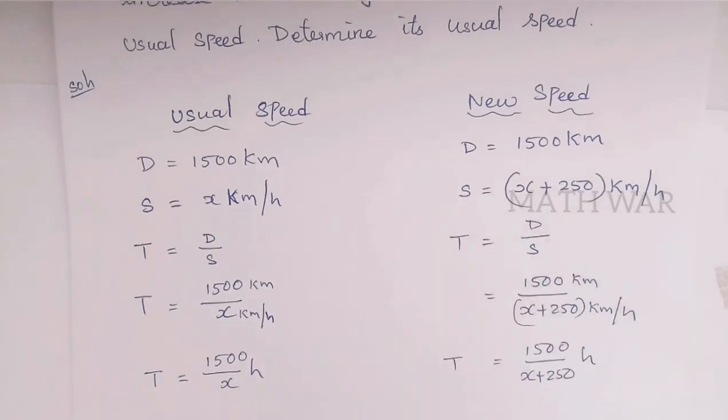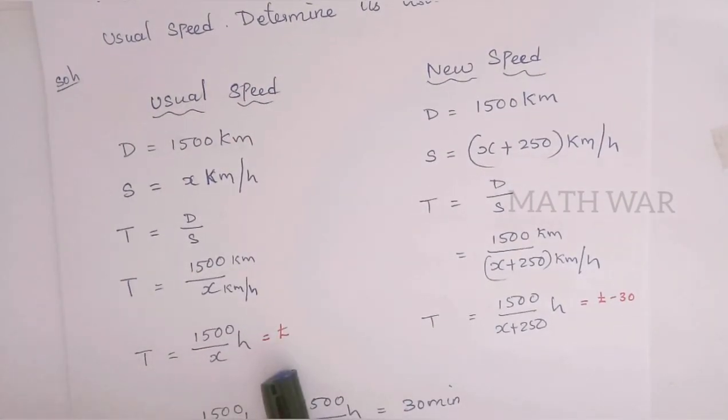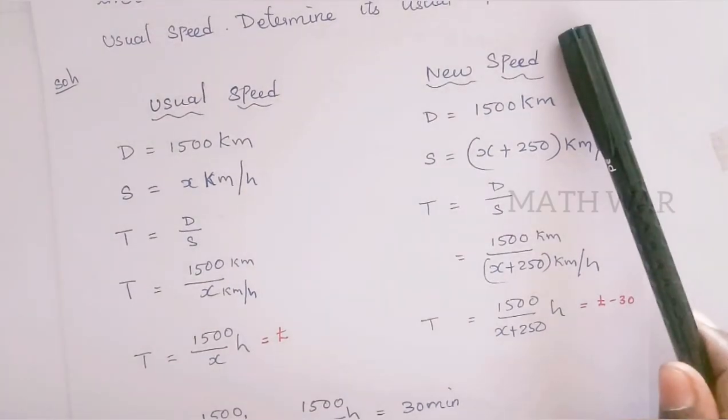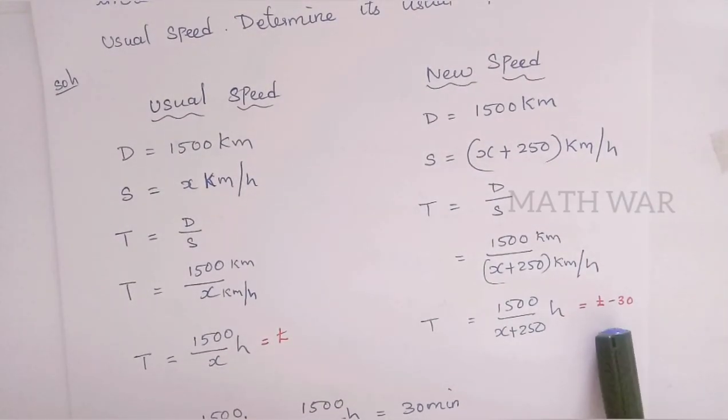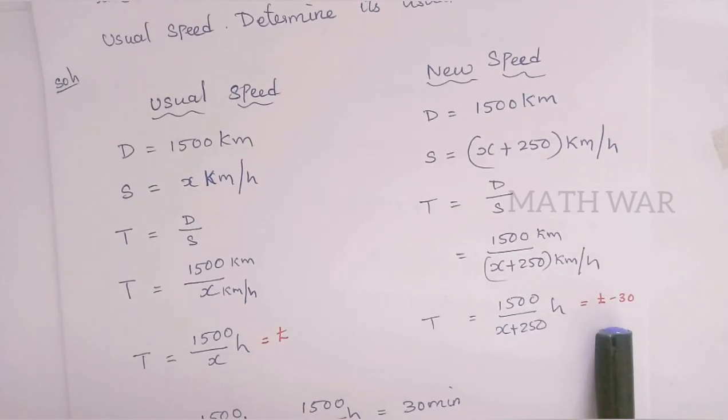If the aeroplane goes at the usual speed, we can assume the time as t, and if it goes at the new speed, we can say that it is t minus 30, because we know that the aeroplane started 30 minutes later but it reached the destination on time.